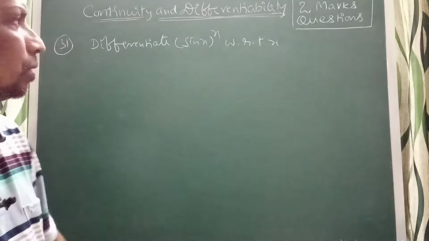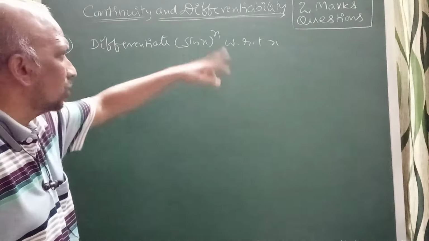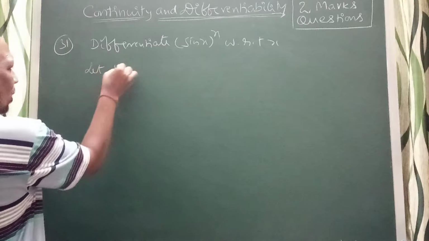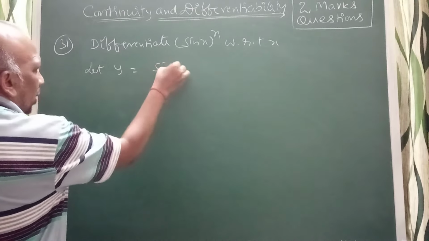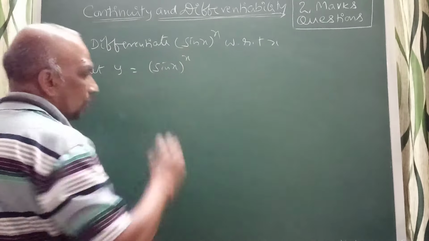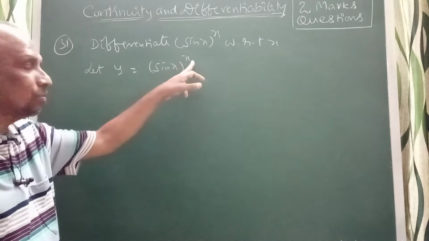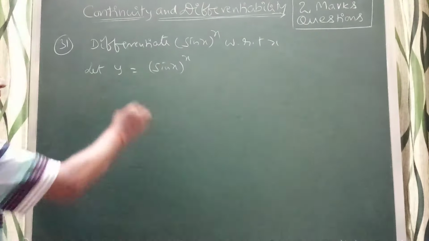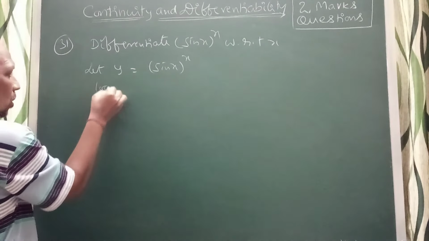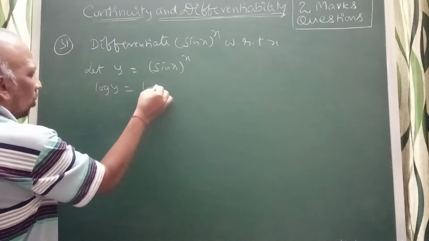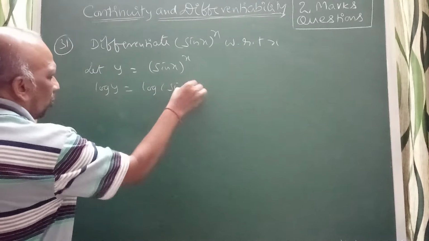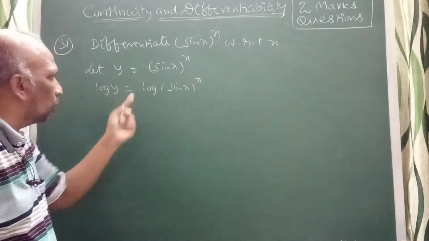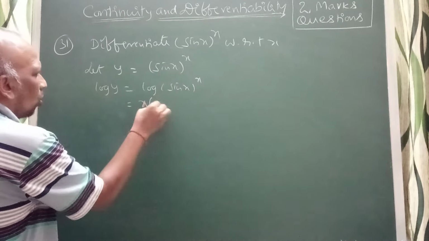Now see this problem. They give: differentiate sin x whole power x with respect to x. Let y is equal to sin x whole power x. Again, if you look into this, the variable is here, so you can take logarithm on both sides. Taking logarithm on both sides, log y is equal to log of sin x whole power x. Use the logarithm property: this x I can hold here, x log of sin x.